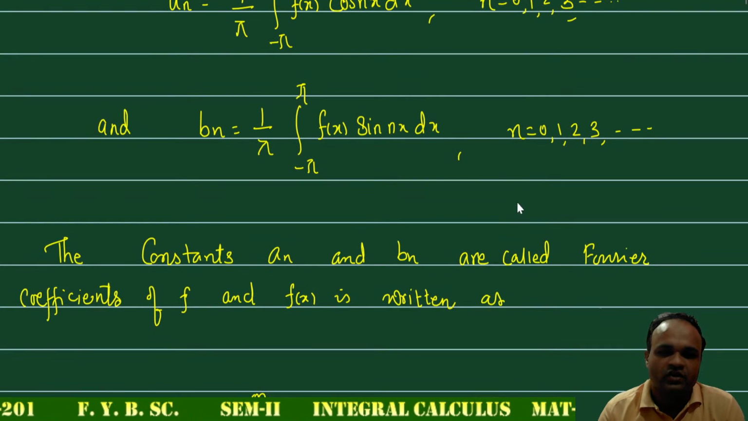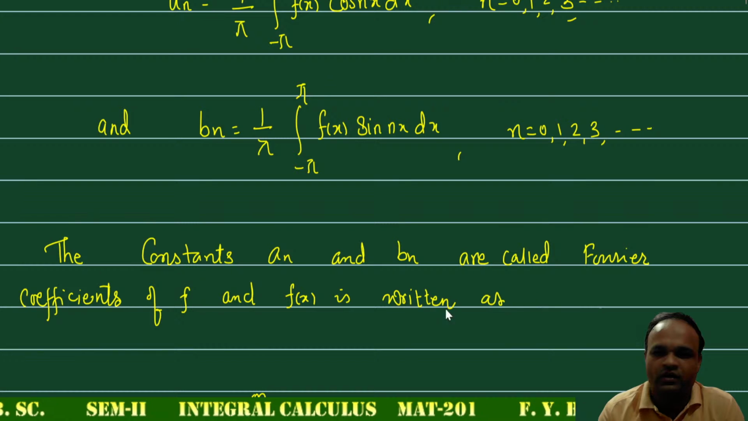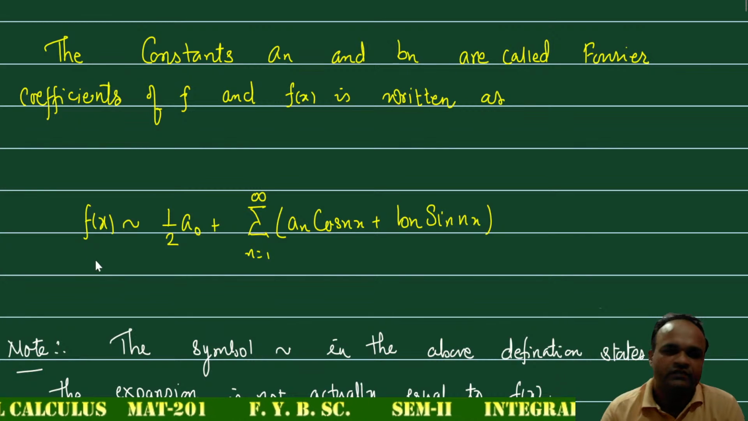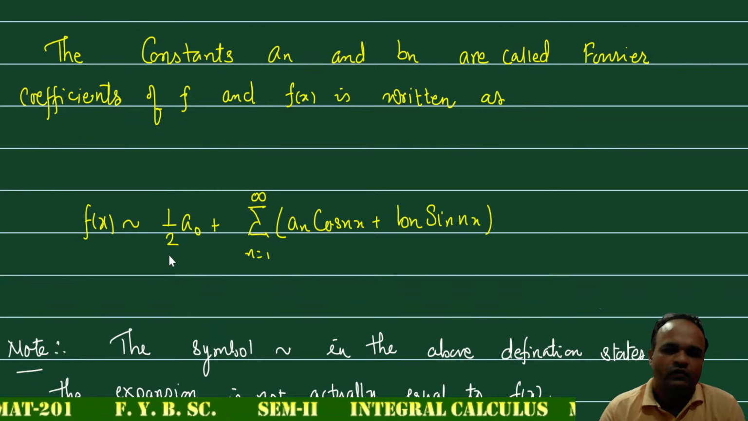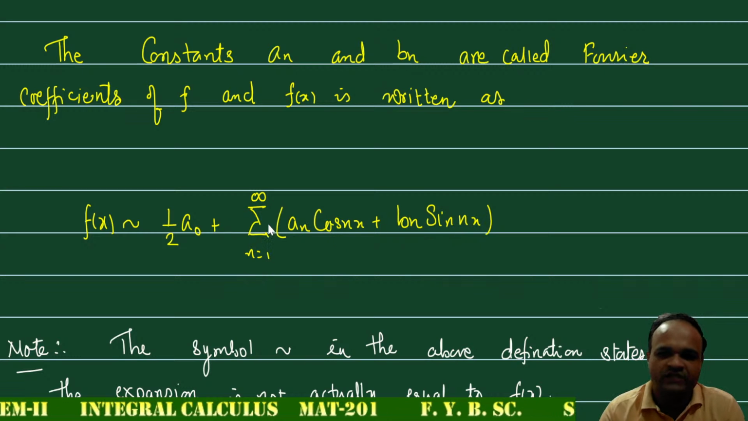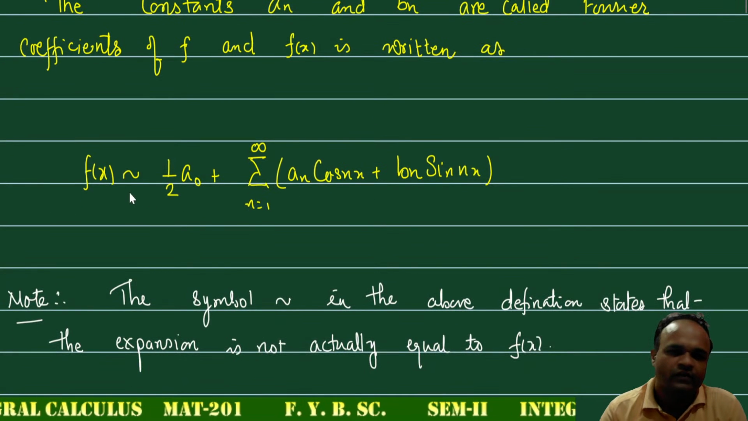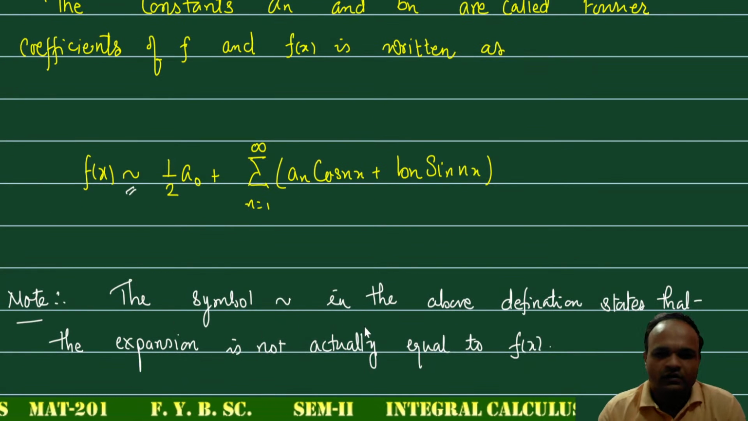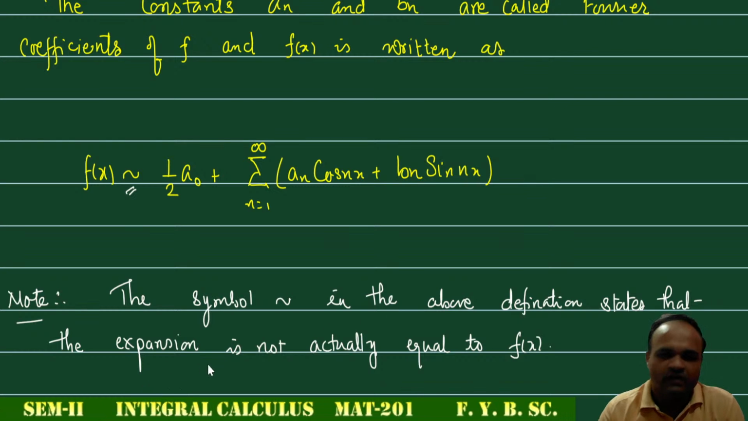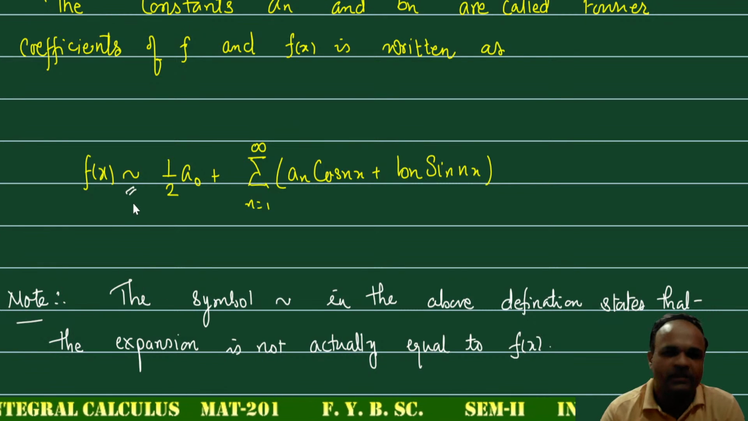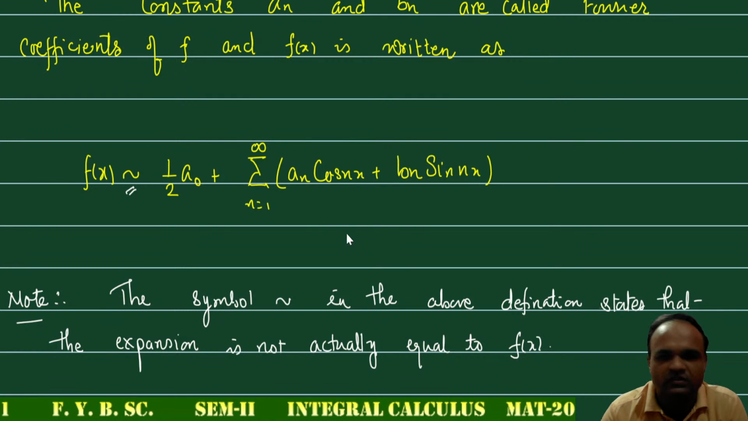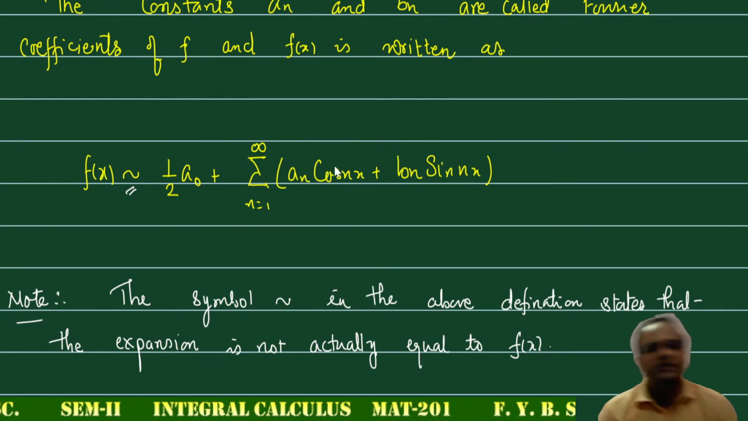So here the constants an and bn are called Fourier coefficients of f, and in that case we can write f(x) as 1 upon 2 a0 plus summation an cos nx plus bn sin nx, n varies from 1 to infinity. You can note that the symbol in the above definition states that the expansion is not actually equal to f(x). This is for approximation, meaning f(x) is approximately equal to this summation. This summation contains infinite terms.